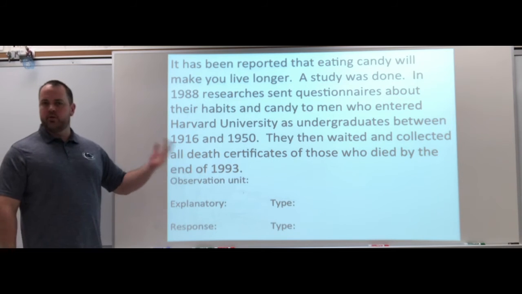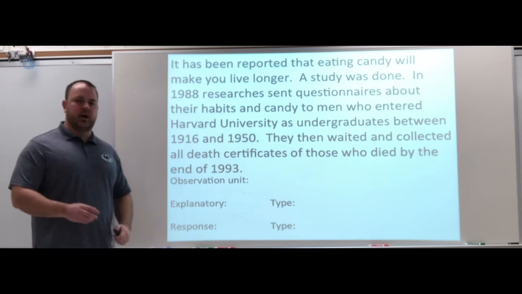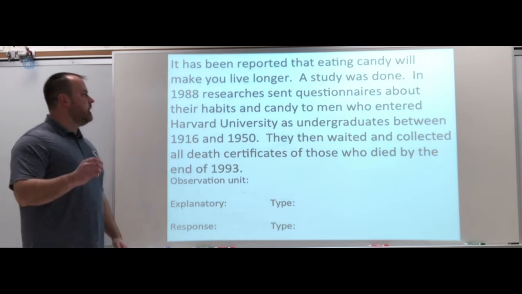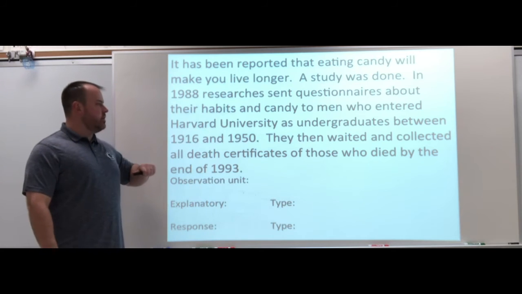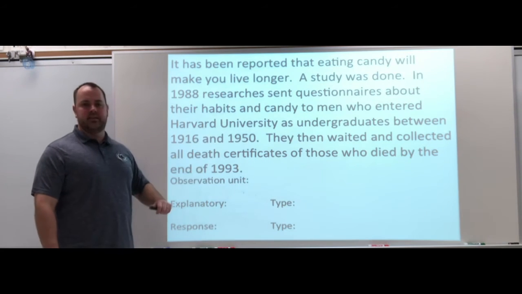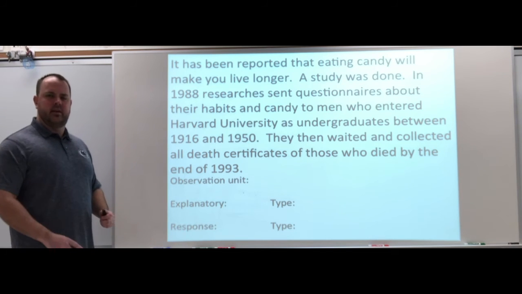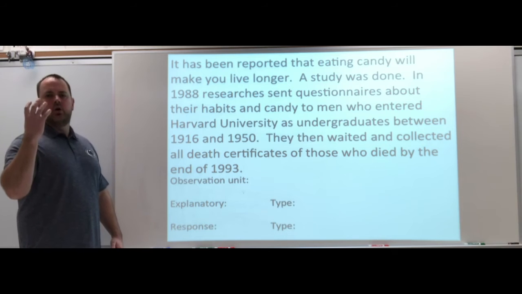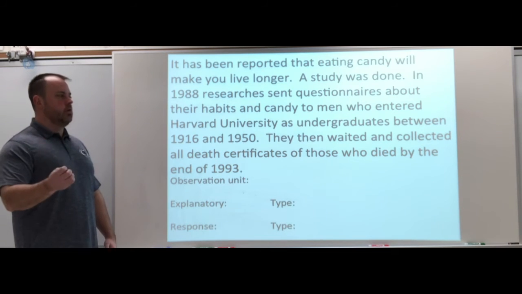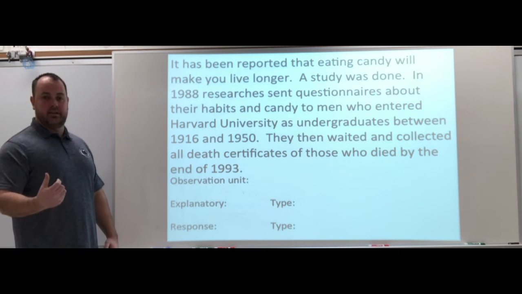So now we're going a little further with these variables. We're adding some more terms to them. The observational unit, again, try and be as detailed as possible. Okay? We are looking at men who entered Harvard as undergrads between 1916 and 1950. If the study is explaining it in detail, try and be as detailed in your answer. It is each person or each man who answered the question who were Harvard undergraduates in 1916 to 1950.